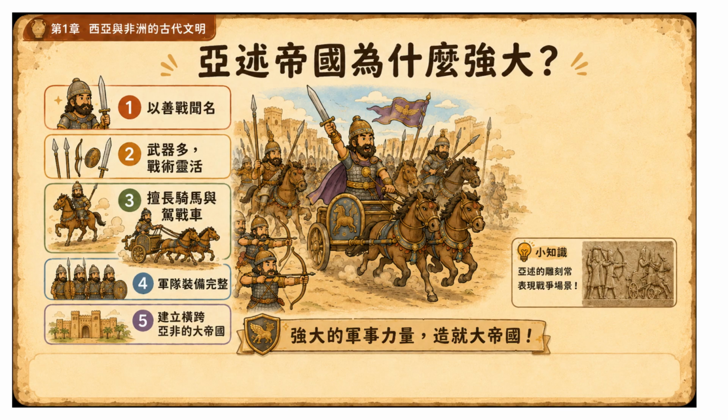The key idea on this slide is military strength. Look at the center picture. We can see soldiers, horses, and war chariots moving forward together. The Assyrians were known for fighting, and they used many kinds of weapons with flexible tactics. They were also skilled at cavalry and chariot warfare, and their army was well organized. Because of this strong military power, they built a large empire across parts of Asia and Africa.